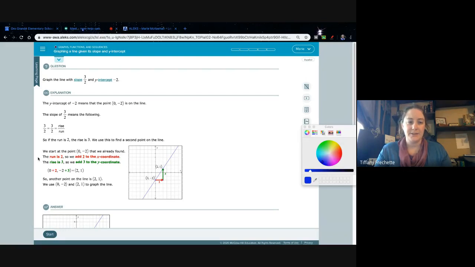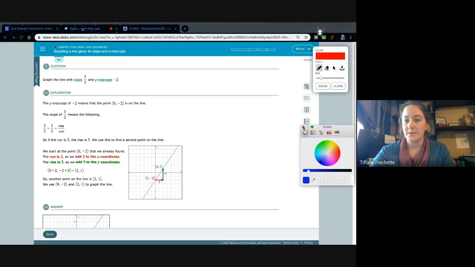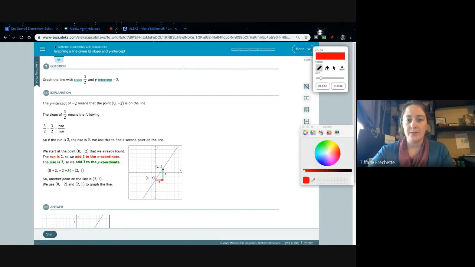Graphing a line given its slope and y-intercept. In this one, we do need to remember slope-intercept form. So we have y equals mx plus b, and we've used this a couple of times in this last week. So this is the equation of a line.